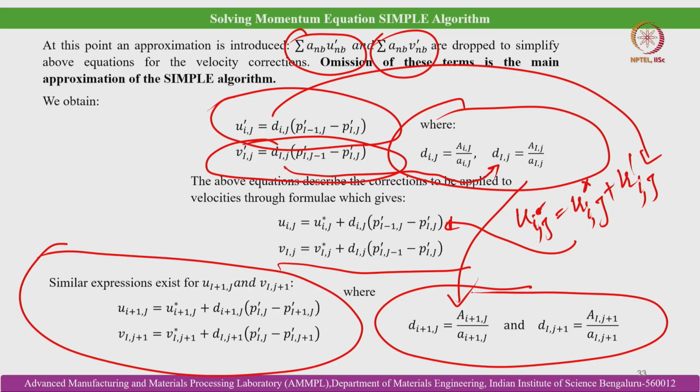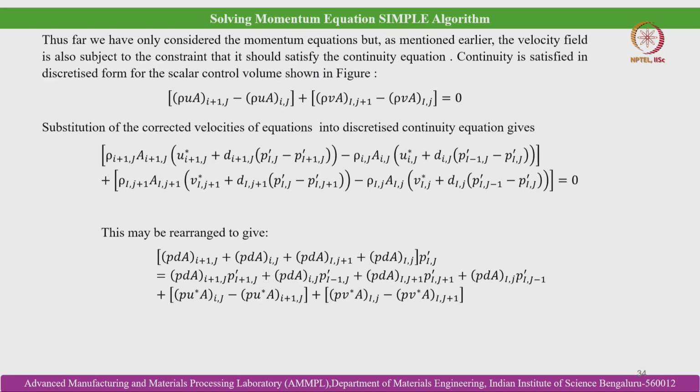So for the x velocity, small d at the I plus 1 j node, capital J, is equal to capital A I plus 1 capital J divided by small a I plus 1 small I plus 1 capital J. And similarly for the y velocity we have to estimate the coefficient d capital I j plus 1 equal to a capital I j plus 1 divided by small a capital I j plus 1. So this is how we are estimating the coefficients.